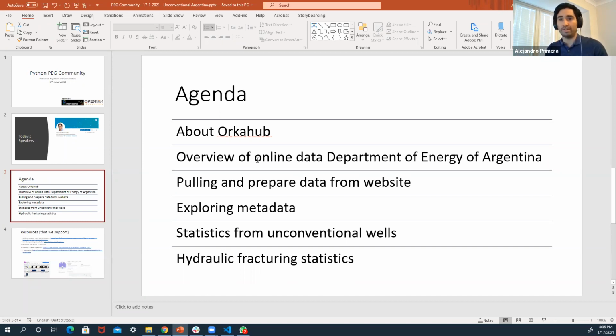We're going to explore all the metadata from the wells. Next, statistics from every unconventional well, and also some hydraulic fracturing statistics that I noticed have recently been made available on the website.